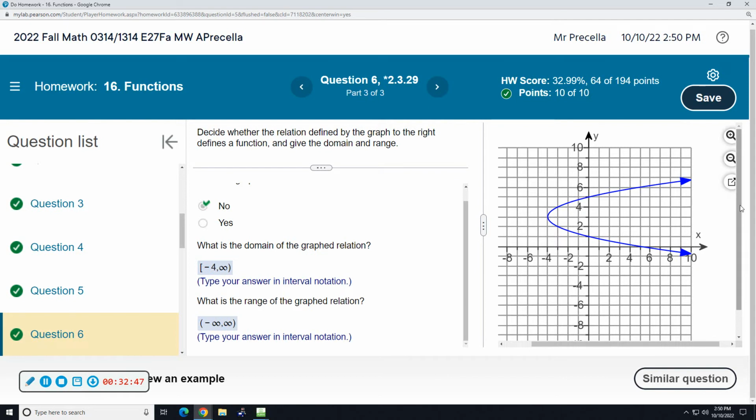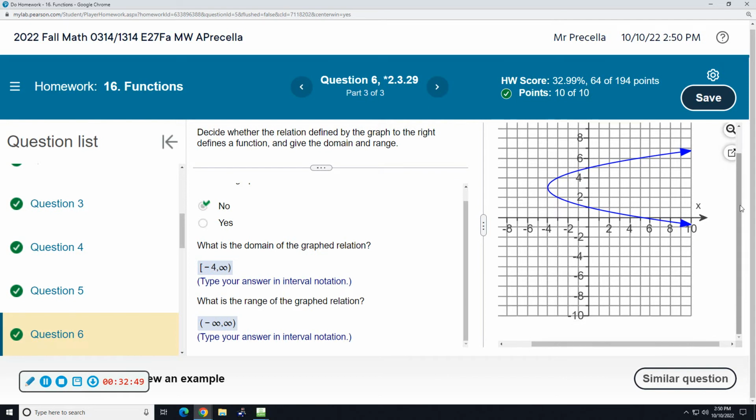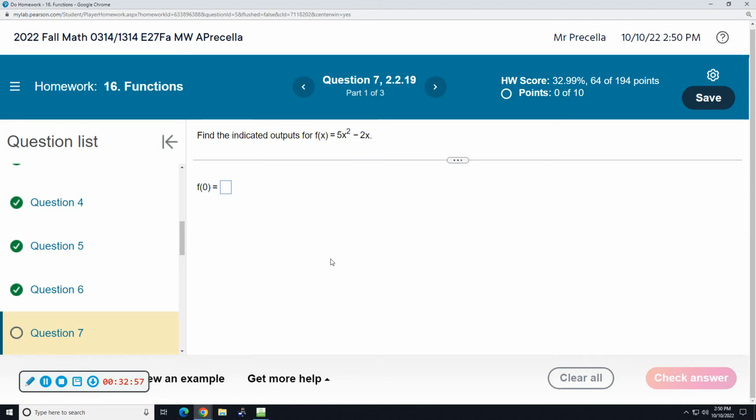There's graphical analysis. There's not that much to write. It's just what we're saying in our explanation. Any questions? Okay, let's see number 7. Something called function notation. I'll do function notation.